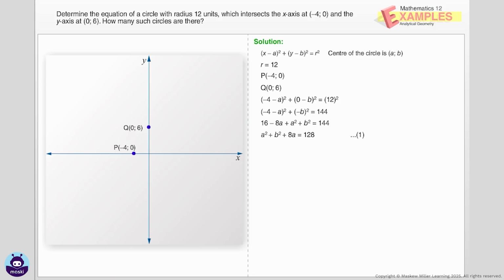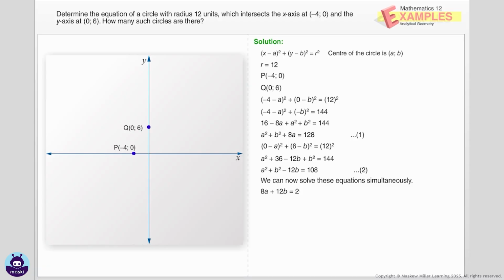a square plus b square plus 8a equals 128. Similarly, a square plus b square minus 12b equals 108. We can now solve these equations simultaneously. Subtracting equation 2 from equation 1, we get 8a plus 12b equals 20. Simplifying, we can determine the value of a in terms of b: 2a plus 3b equals 5, so a equals (5 minus 3b) all over 2.